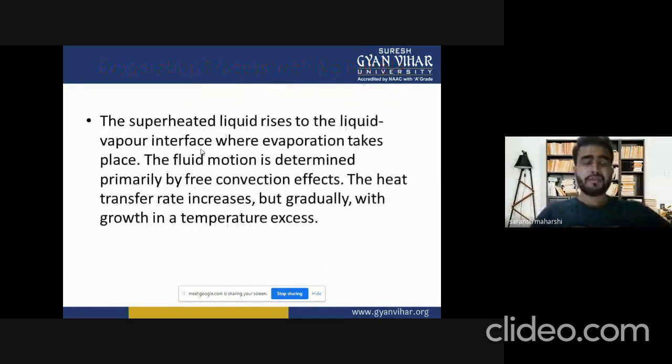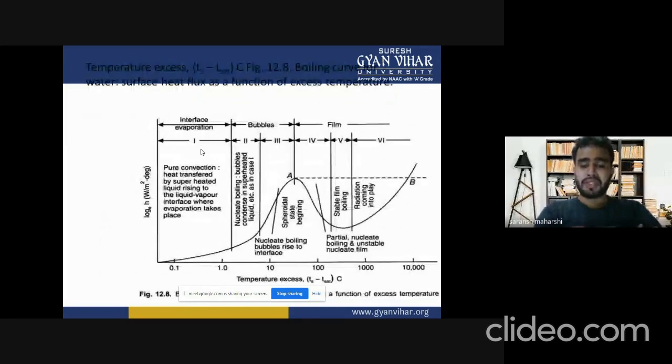The superheated liquid passes through the liquid-vapor interface where evaporation takes place. The fluid motion is determined primarily by the free convection effects. The heat transfer rate increases, but gradually, with growth in the temperature excess.